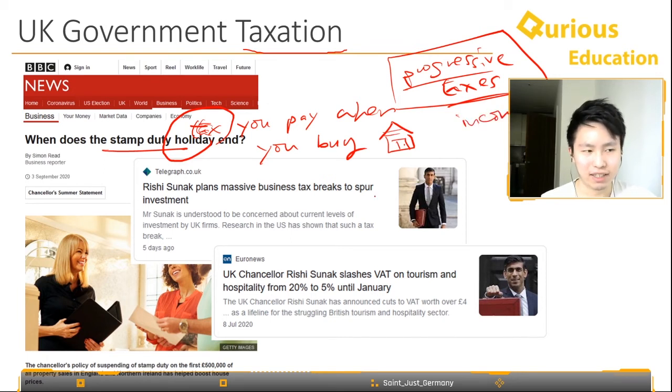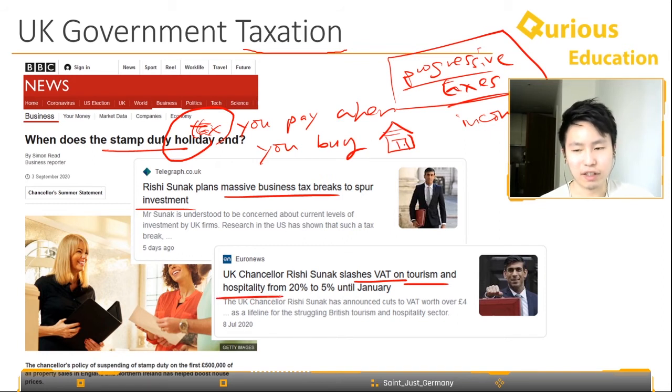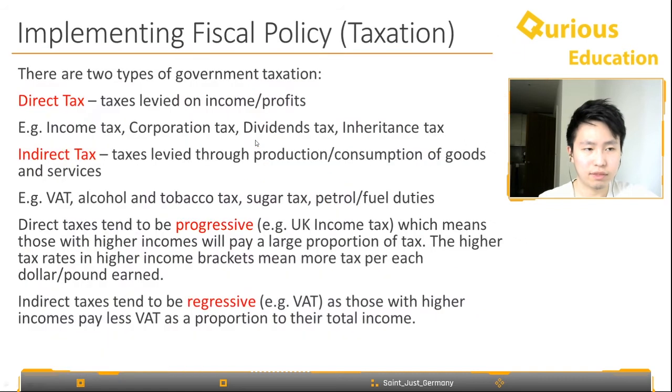But more on that later. So the UK government haven't decreased income taxes yet, or they haven't messed with direct taxes yet. But the government is planning a tax break for businesses and also has reduced VAT on tourism and hospitality here. So supposedly this should allow businesses to earn more profits, and as a result they will be able to spend more money on investment, which again increases the level of demand for goods and services in the economy. Thus it would stimulate the economy.